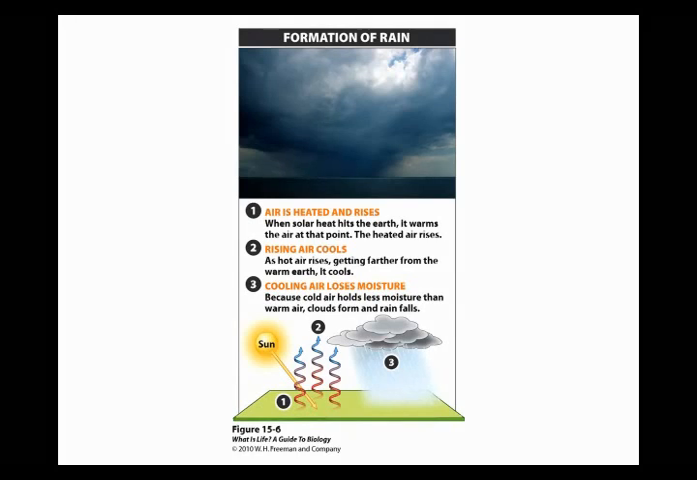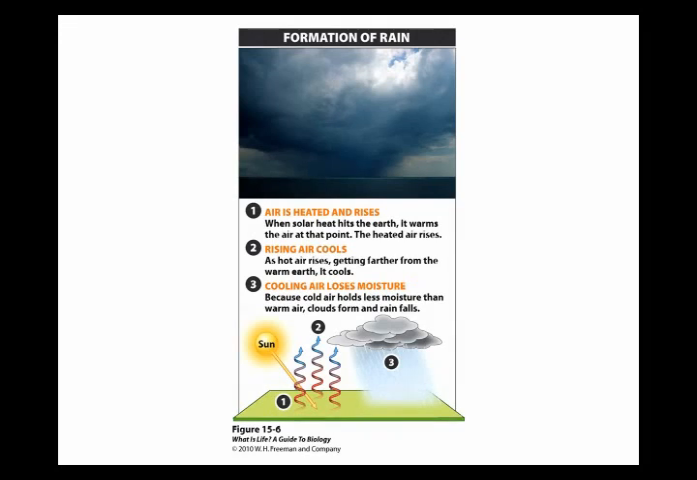So air is heated and it rises, and the solar energy is going to hit the Earth and warm the air at that point. So when the direct sunlight hits that area, the heated air is going to rise up, and sometimes it takes with it moisture, depending on where it's coming up from. If it's coming up over a lake or over the ocean versus if it's coming up over the desert.